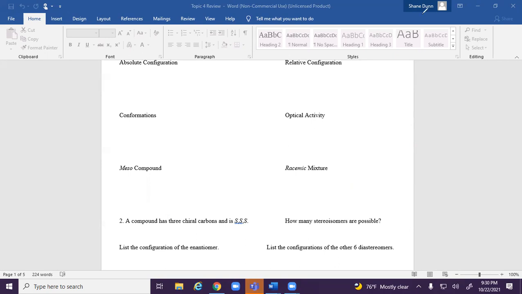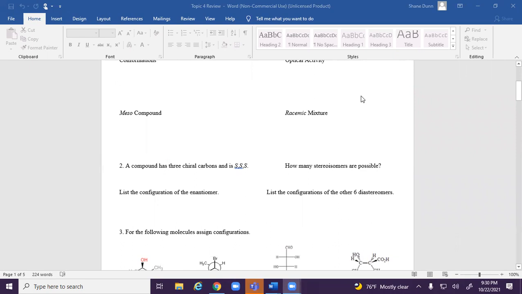Any questions on those? Okay, we have three chiral centers. They are all S, SSS, right? What's the enantiomer? What's the exact opposite of SSS? RRR. What are the diastereomers? We can have SSR, SRR, RSS, RRS, RSR.